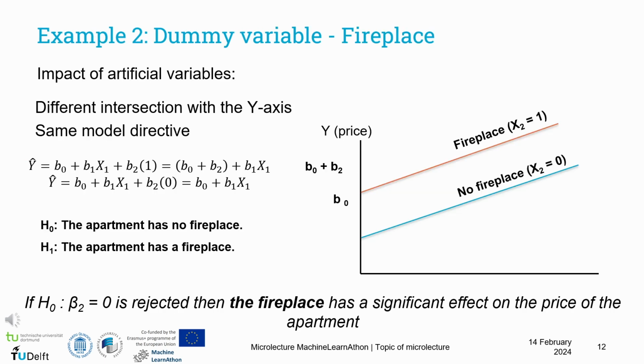This example demonstrates how a dummy variable for the presence of a fireplace affects the model. When the fireplace is present, the dummy variable takes value 1. We change the intercept of the regression line. The slope remains the same, meaning the fireplace shifts the price level but not the effect of other variables. If the coefficient of this dummy is significant, it suggests that having a fireplace has a measurable impact on apartment price.